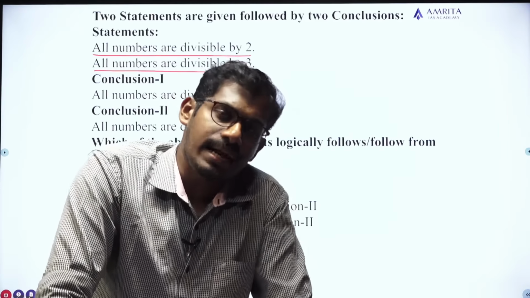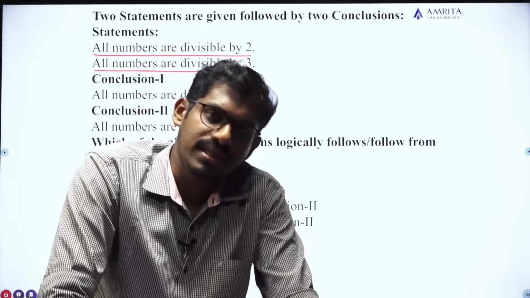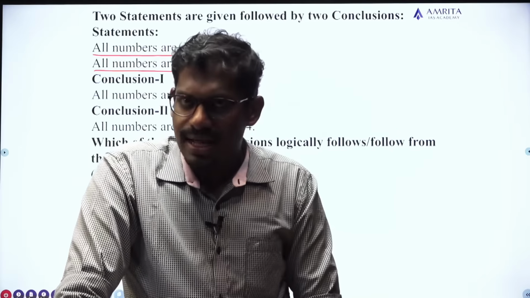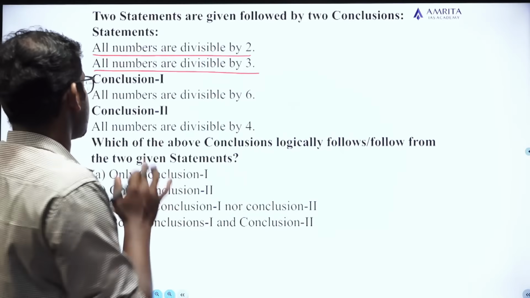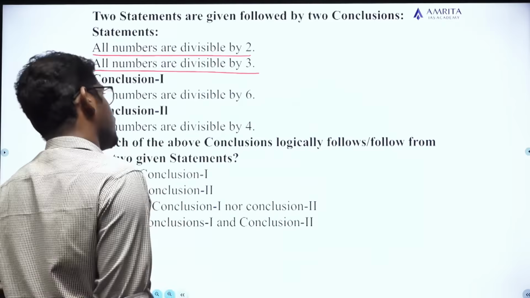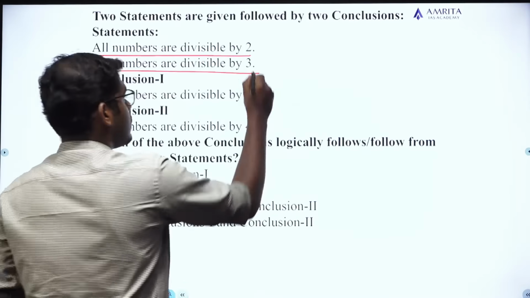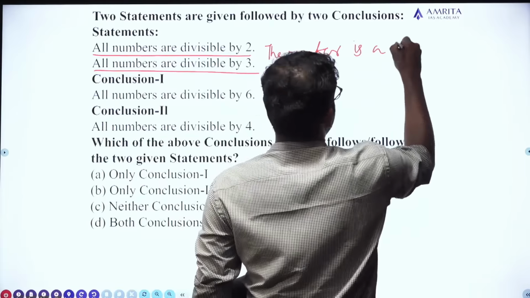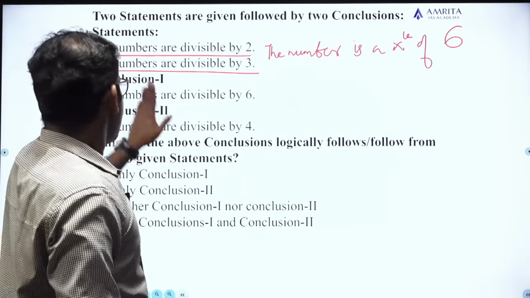30 is a multiple of 6, and it is divisible by 2. 30 by 2 is 15. It is also divisible by 3. 30 by 3 is 10. So if a number is divisible by 6, then we can definitely say that the number will be divisible by 2 and 3. What is asked in the question is, the statement is all numbers are divisible by 2, all numbers are divisible by 3. Then we can say that the number will be a multiple of 6. Clear? Conclusion 1.